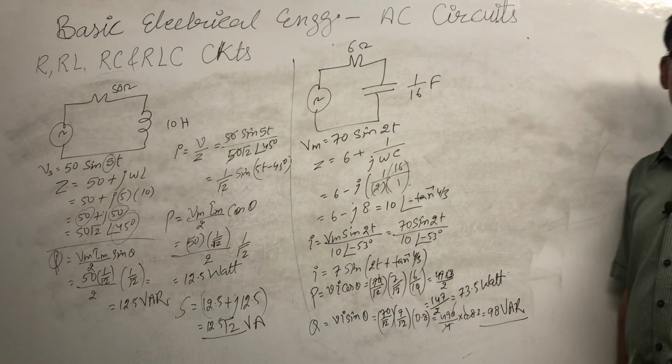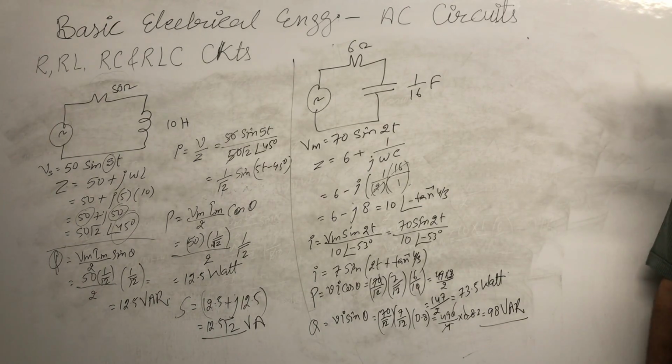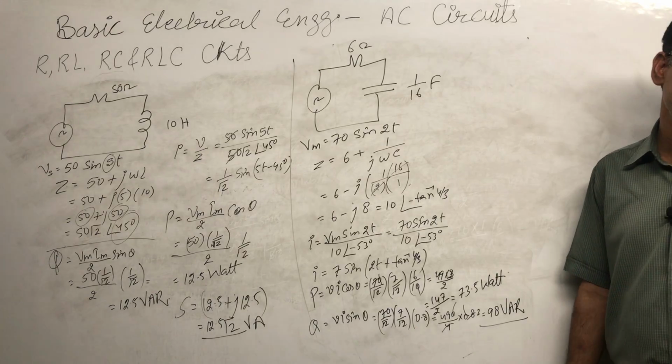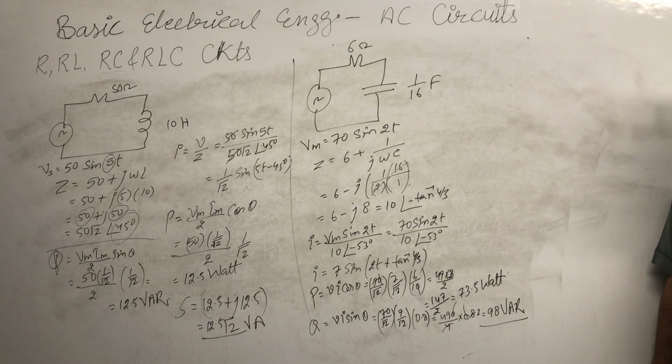So this is the way we can find the values for capacitive circuits: real power, reactive power, current, phase angle, power factor, and impedance. All these things we can calculate very easily. Now we are doing the RLC circuit. Very interesting.